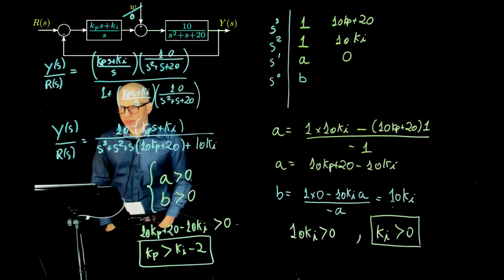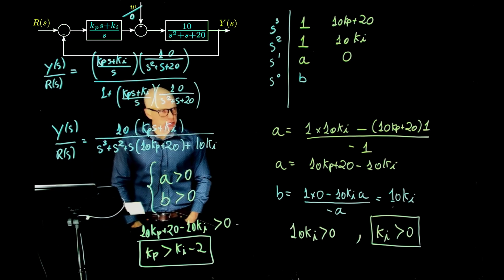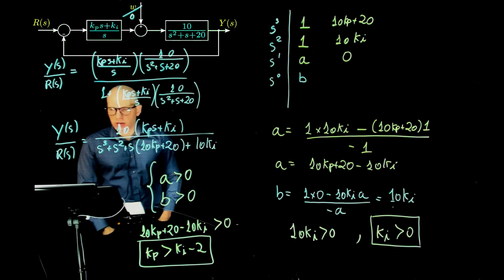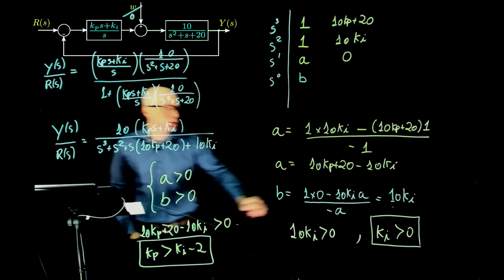Professor, wouldn't it be ki over 2 minus 1? Because there's 20 kp. Where is 20 kp? Oh, is it only 10 kp? Yeah, it's 10 kp. Sorry, it looks like a 2, it is 10. Oh, 10.